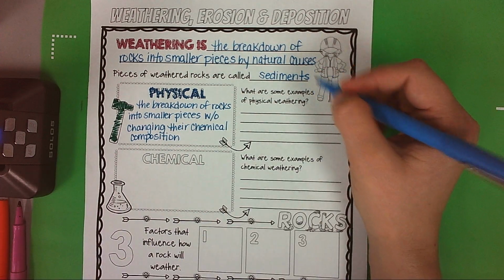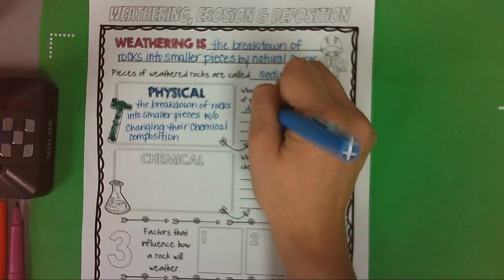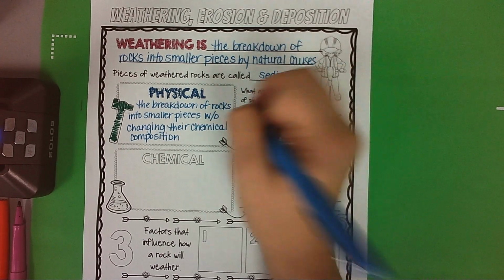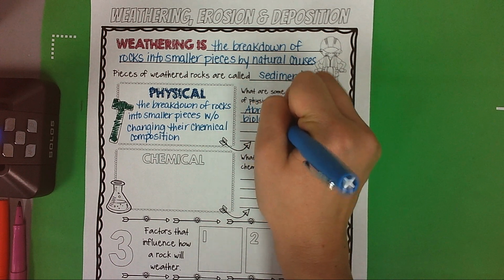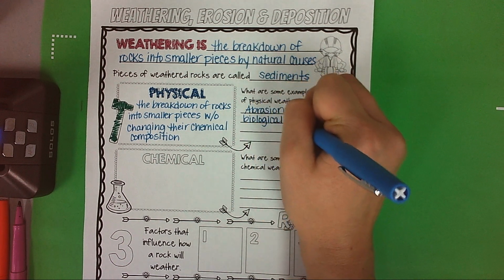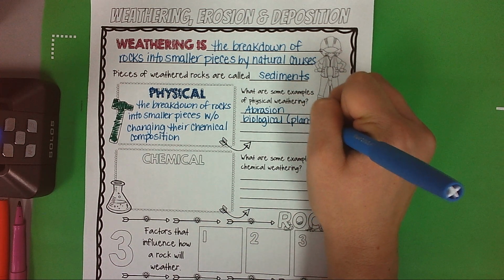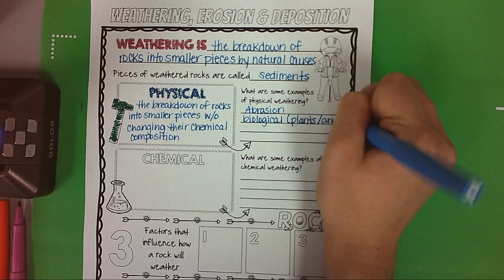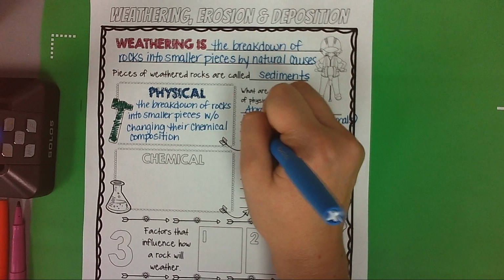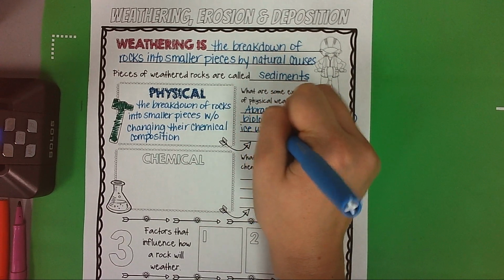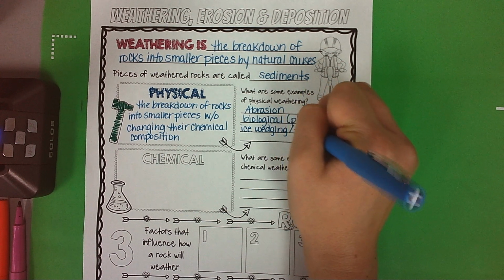So what are some examples of physical weathering? So we have something that's called abrasion. All right, we have biological. Bio means life. Okay, plants and animals. So sometimes roots can grow into rocks or into concrete, if you want to look at it that way. All right, and they're breaking them into smaller pieces. All right, we have ice wedging. So water gets in and then it freezes and the rock expands. Or we have something that's called freeze-thaw.